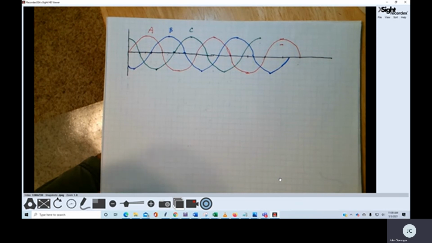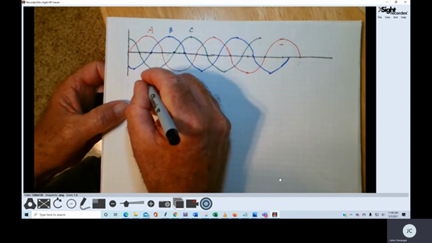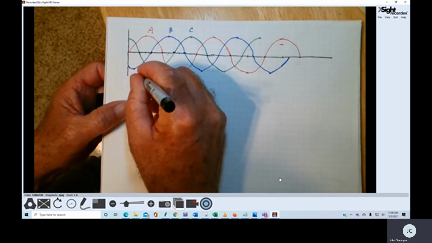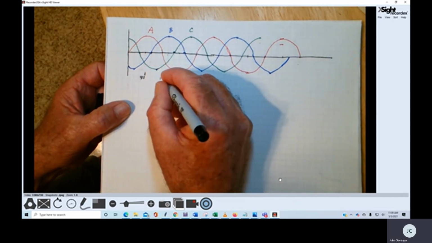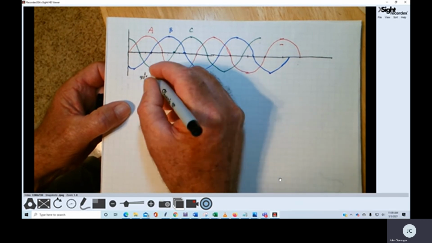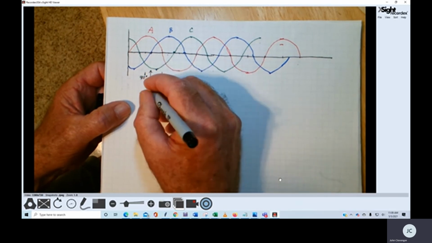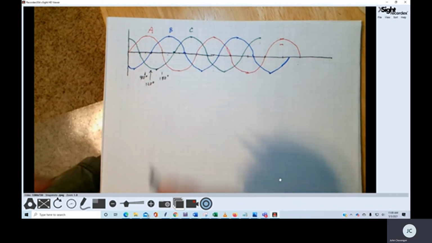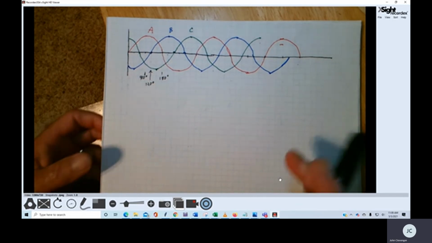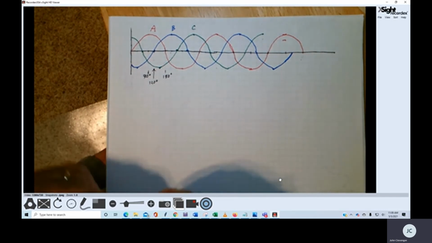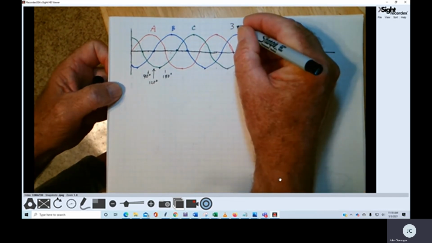sine waves. They're all 120 degrees apart. Of course, this point right here being 90 degrees, and of course this point here being 180 degrees. So this would be my 120 degree point right here. So all three of these, excuse me, sinusoidal waveforms differ by 120 degrees. This is what we mean by three-phase power.